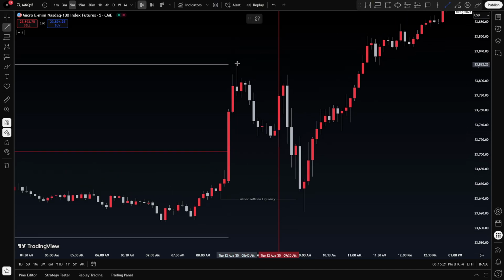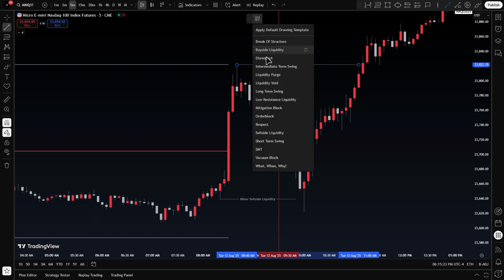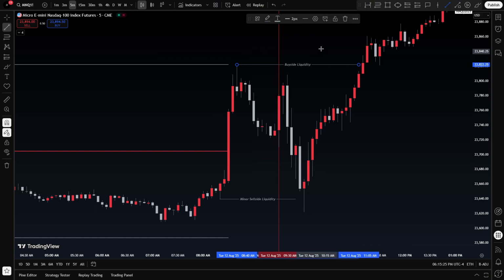The high of the dealing range. That's just the easiest way to do it. High of the dealing range right there. So that can be your target. And you want to see how big that target is?